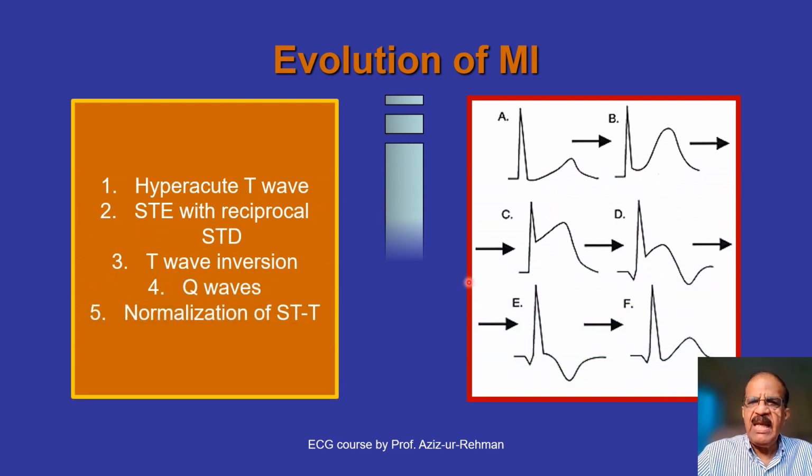This is again what we have discussed. The hyperacute T wave followed by ST segment elevation with the reciprocal changes, followed by T wave inversion, and somewhere during the course patient develops Q waves, and Q waves remain forever mostly, but the rest of the ECG changes, ST segment elevation, T wave inversion, they become normal.